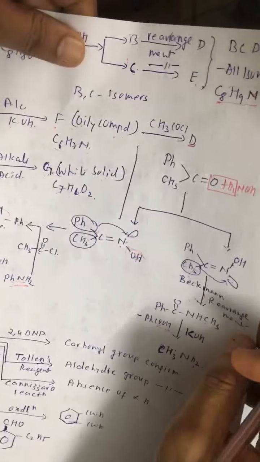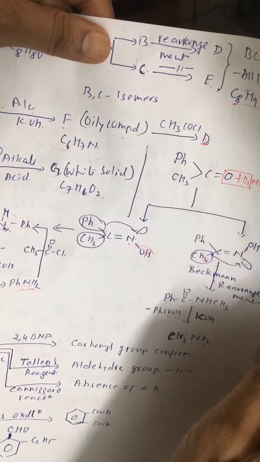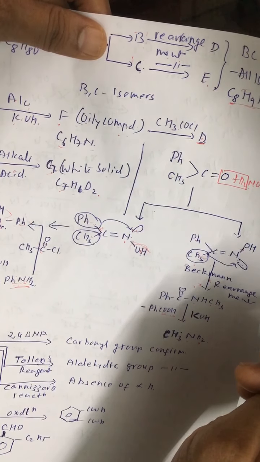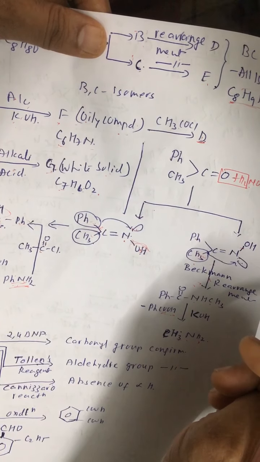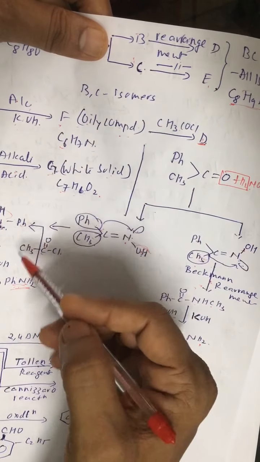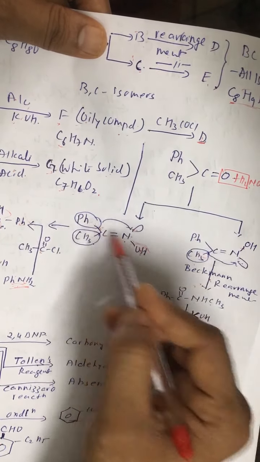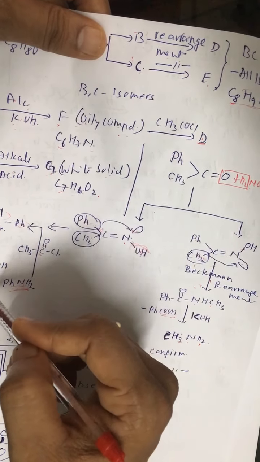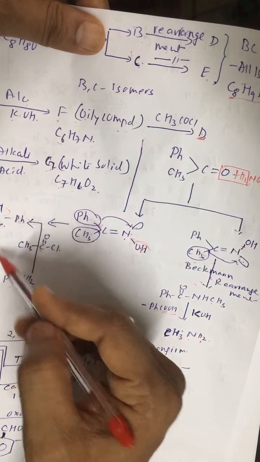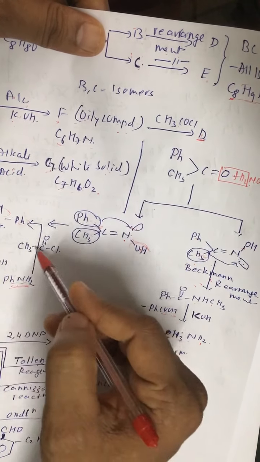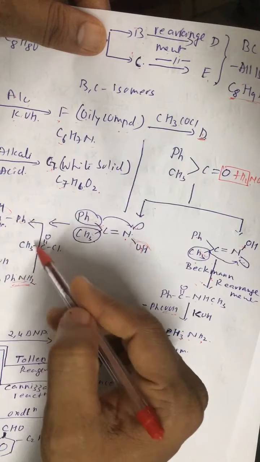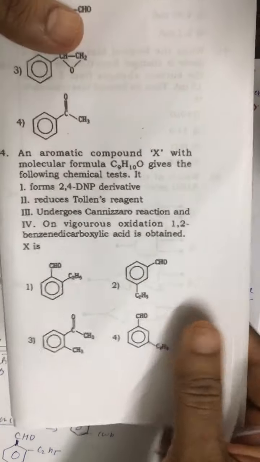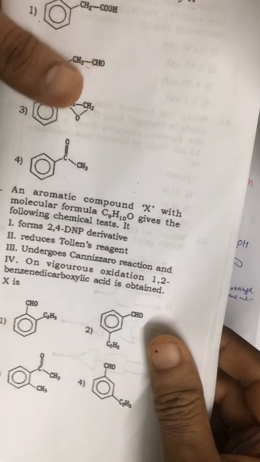By this kind of rearrangement, or this reaction where we get aniline and these products, this is not possible if we take the second option. So the correct answer is the fourth option.